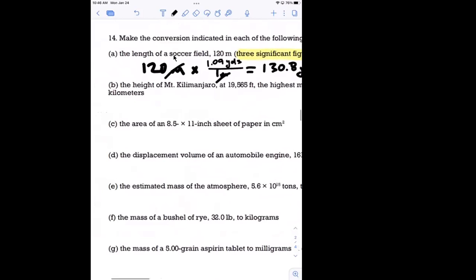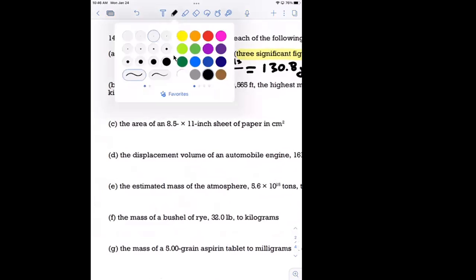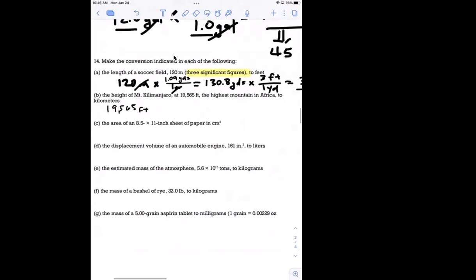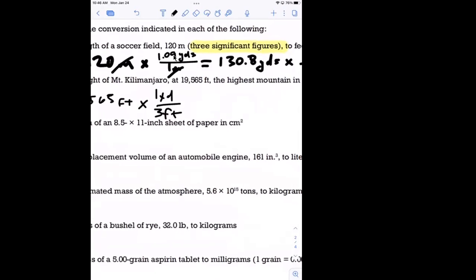So we have 19,565 feet times what? We want yards in the top, right? 1 yard over 3 feet. Yes or no? It's kind of like the one we just did, but we work in the opposite direction. Is that right? Yes. So let's get rid of that. Boom, feet cancel, and I'm left with yards.